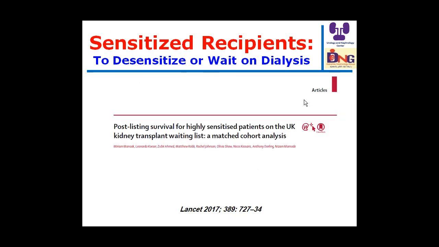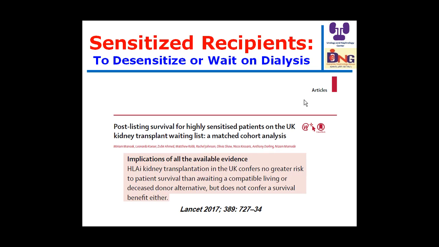But early this year, this is the UK data showing that HLA incompatible kidney transplantation in the UK confers no greater risk to patient survival than awaiting compatible living or deceased donor alternatives, but doesn't confer a survival benefit either. What is the value of this data? This means that if we don't have facilities for desensitization, yes, we have here supporting evidence for keeping the patient on dialysis until the patient finds a suitable donor. Because you shouldn't forget that desensitization is very expensive and is associated with infection and malignancy in the long run. So again, this is supportive data for keeping on dialysis.